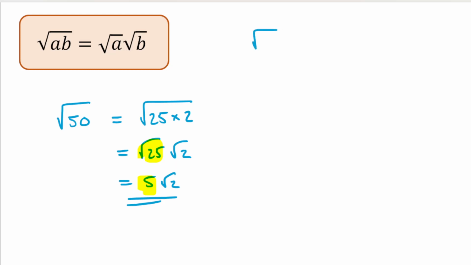Okay, let's try another example. Let's say I wanted to find the square root of 18. Well, 18 could be written as 6 times 3, and that would therefore be the square root of 6 times the square root of 3. But then we end up with a bit of trouble, don't we? Because neither of these, 6 or 3, is a square number, so it can't simplify. So let's try a different alternative. What are two other numbers that multiply together to give 18? Well, I could try 9 and 2. And if I try 9 and 2, then what I'm going to get is the square root of 9 times the square root of 2. And the square root of 9 is 3, so I end up with 3 root 2.